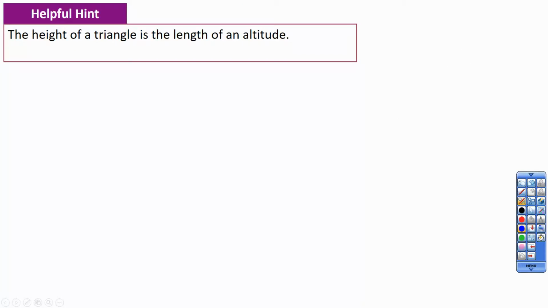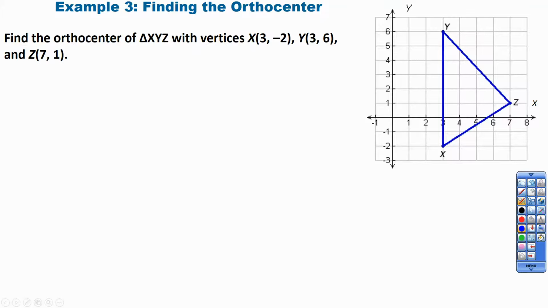The height of a triangle is the length of an altitude. Remember that I had mentioned that? When you're trying to find the height of a triangle, you find its altitude. Find the orthocenter of a triangle. So we need to first find the perpendicular lines to this that pass through point Z. All right, so everybody go ahead and pause and let's draw this out. And as soon as it's unpaused, go ahead and hit play, Mario.